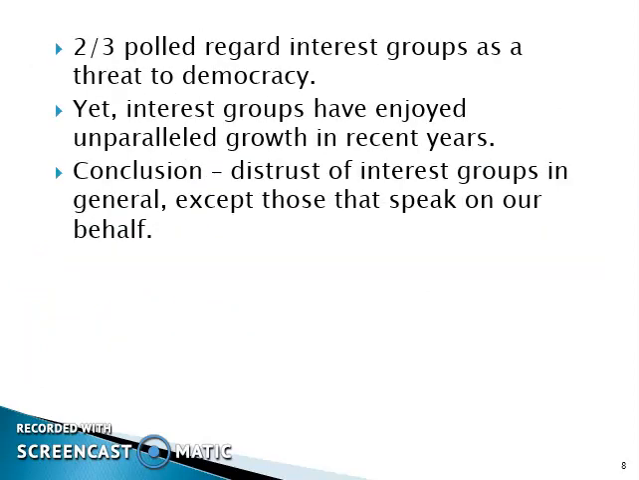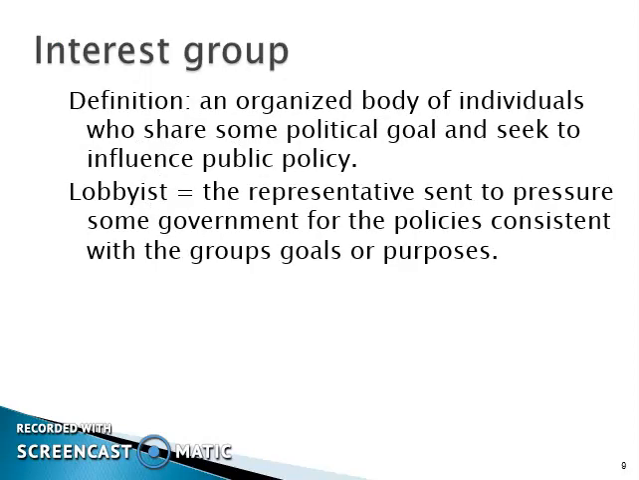Now, 2/3 of individuals polled in the United States regarded interest groups as a threat to democracy. You can kind of see that from the examples that I've given you. Yet, despite that, interest groups have enjoyed unparalleled growth in recent years. And so the conclusion your text draws is that we distrust interest groups in general, except those that speak on our behalf. That tends to be the approach, that we think interest groups are bad unless they speak on our behalf. So again, there's the definition of an interest group.